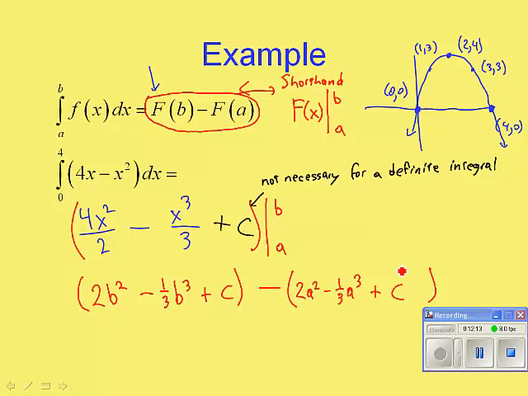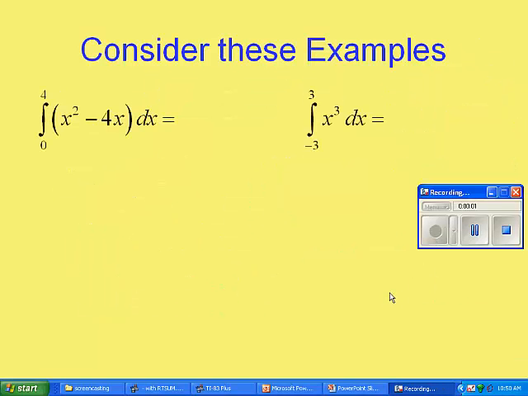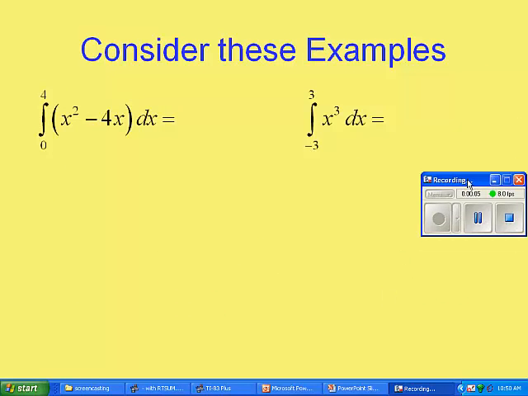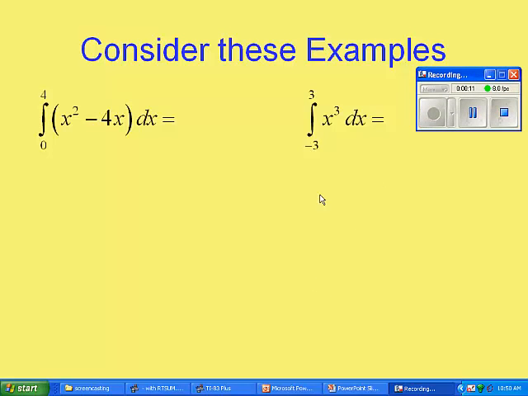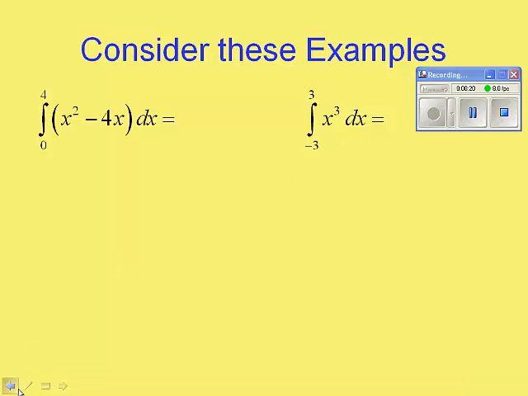Why did I put a's and b's? The fundamental theorem of calculus does have some limitations, okay? Or at least things you might want to worry about. So I want to consider these examples. I'm going to find the integral from 0 to 4 of x squared minus 4x dx. All right, so let's do it.